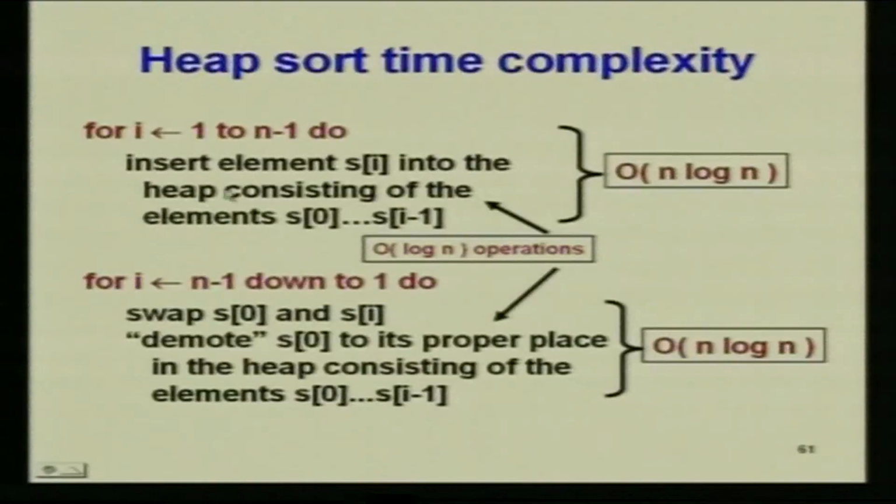So, first is to insert elements into the heap consisting of elements 0 to n minus 1. This is the heap property, that is heap tree construction, which takes on the order of n log n. Then this is the swapping: swap S0 and Si and demote S0 to its place, this is the reheapifying process. Swapping takes only order of 1, and this is a similar operation, because we are reheapifying, that is also of the order of n log n.